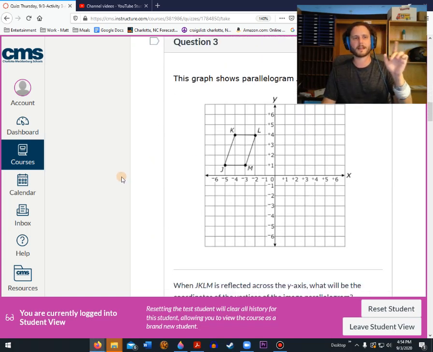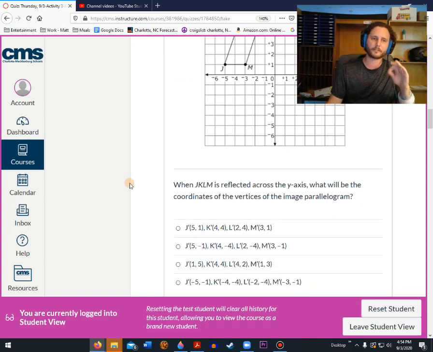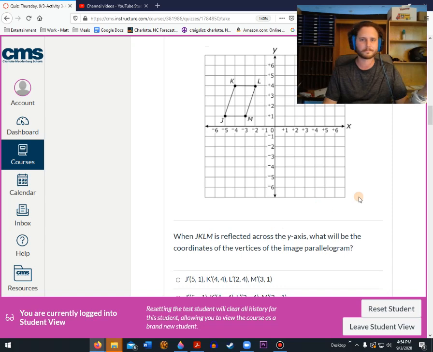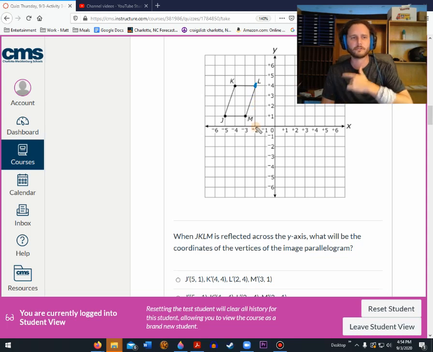For number 3, it shows this parallelogram and it says it is reflected across the y-axis. It wants to know what are the new coordinates. My advice, don't do all 4. Stick with 1 and see if you can eliminate some answers. Starting with L, -2, 4 is my original. So L prime reflected over the y-axis should end up at +2, +4.